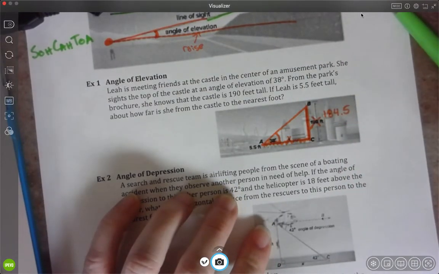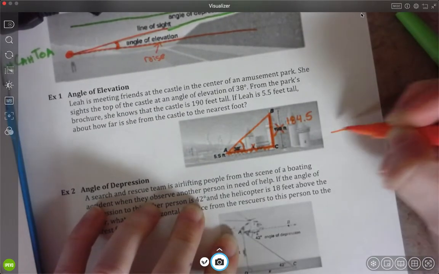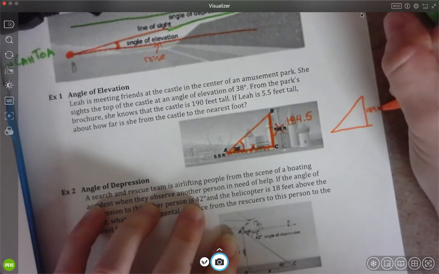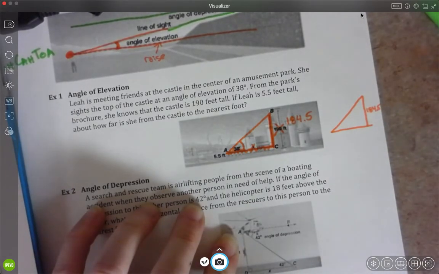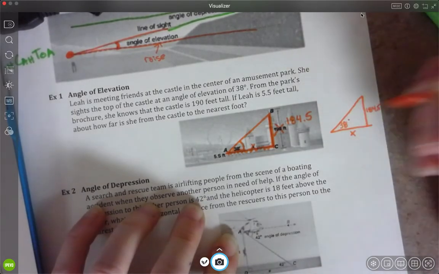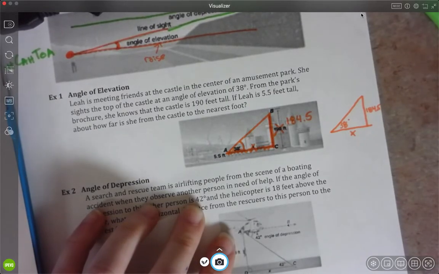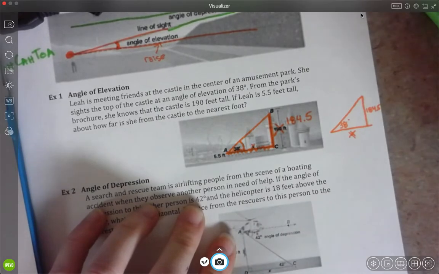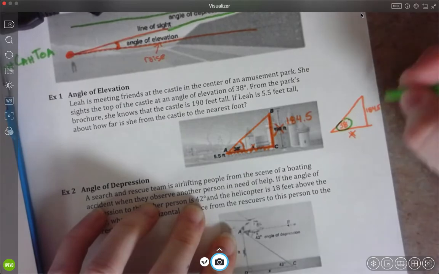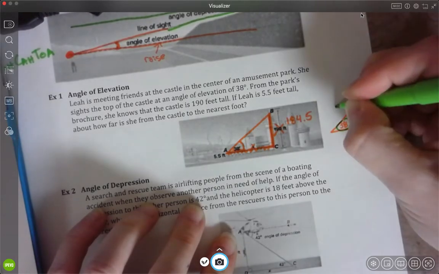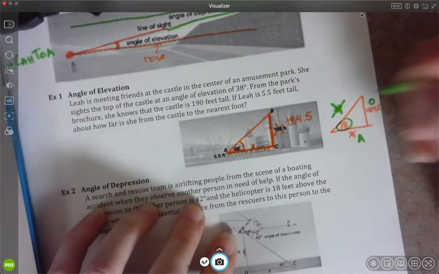So if I just redraw this so that I get rid of all the clutter, okay, I have 184.5 on the side. X is on the bottom, and then I have 38 degrees here, okay? And this is going to look really similar to the problem that we had in section 8.4, okay? So we're looking at which trig function we need to use, sine, cosine, or tangent. So 38 degrees is my angle. This guy is going to be the opposite side. X is going to be my adjacent side. The hypotenuse is over here, but we're not going to use him because we don't know anything about him.